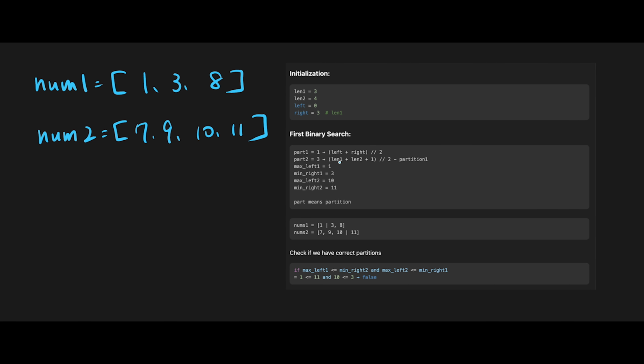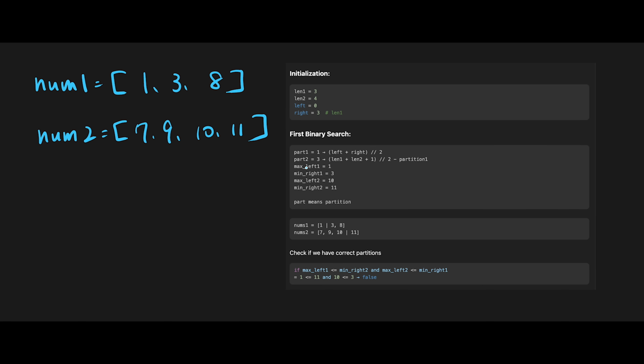And partition 2 is this formula, length 1 plus length 2 plus 1, and I think this is 8, and divide 2 is 4. And the partition 1 is 1, so 4 minus 1 is 3, right? So in this case, partition 1 is 1. So do you remember? 1 is the number for the left side. So we have one number for the left side. So that means here is a partition, and we have only one number, right? And how about partition 2, 3? So we have 3 numbers on the left side. So 1, 2, 3, and the partition is here.